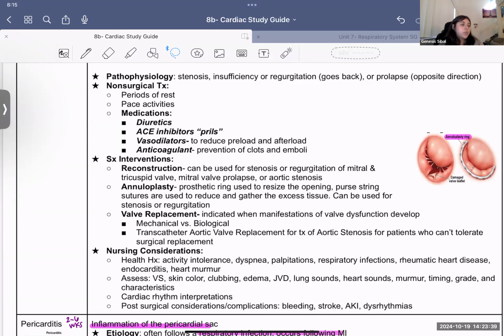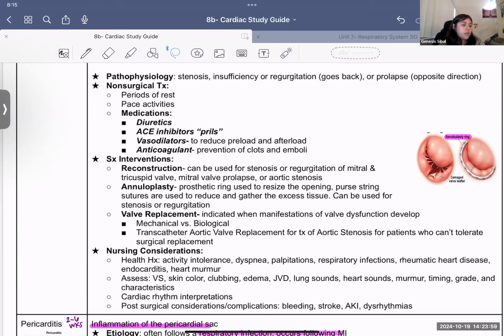For vasodilators, we're just preventing the preload and afterload, so the resistance or the pressure that the heart has to go through when it's contracting to be able to get blood to the rest of the body, right? Because obviously if you're having regurgitation or stenosis, you're not able to get that blood flow to the rest of the body. And then preload as well.